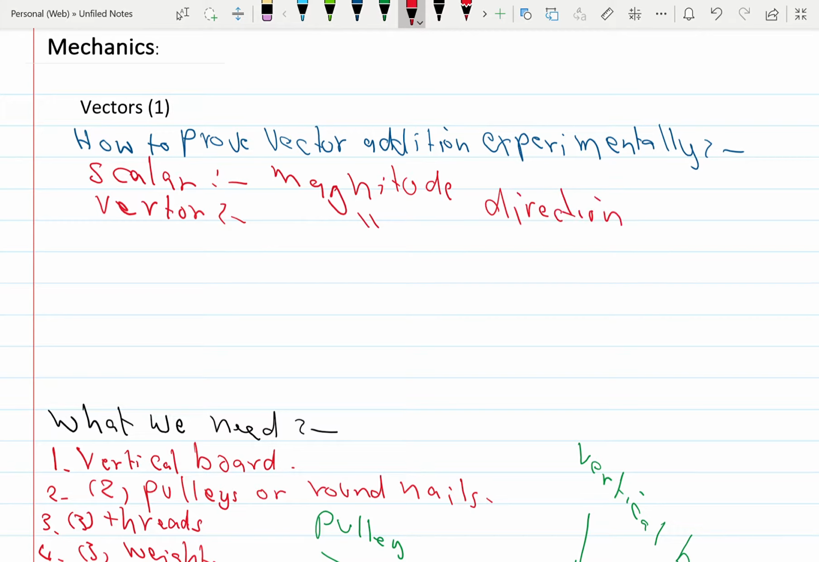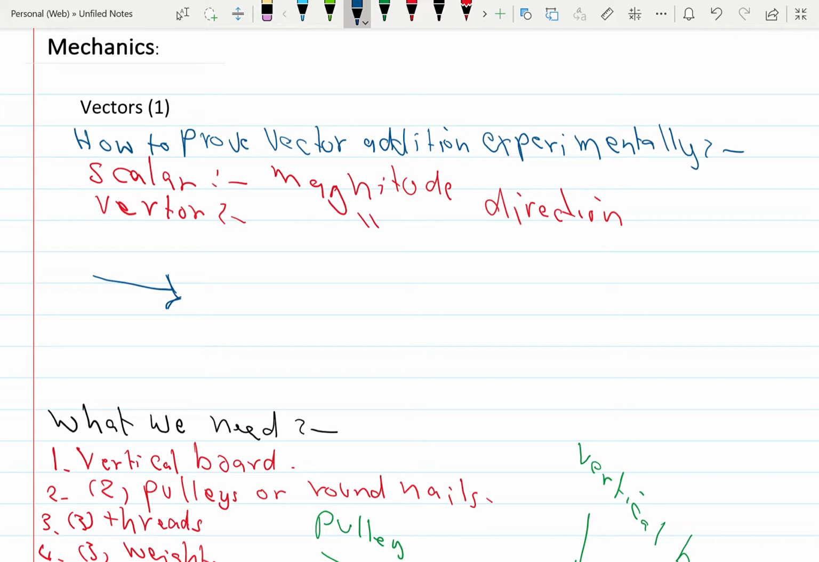And there are also two ways to work it out, whether graphically or mathematically. So when we solve it graphically, we use arrows. An example of a scalar is time, mass, length. An example of a vector: velocity, force acting on a body, and so on.